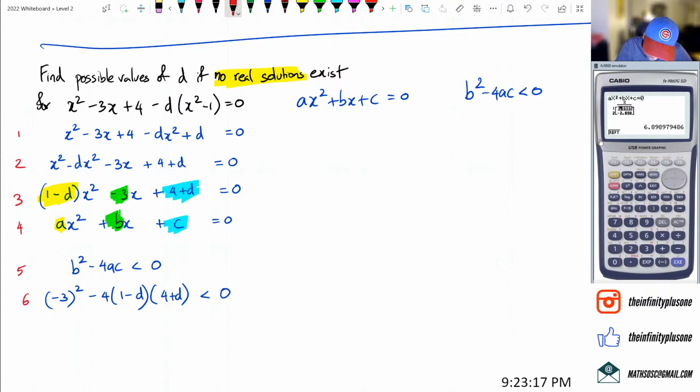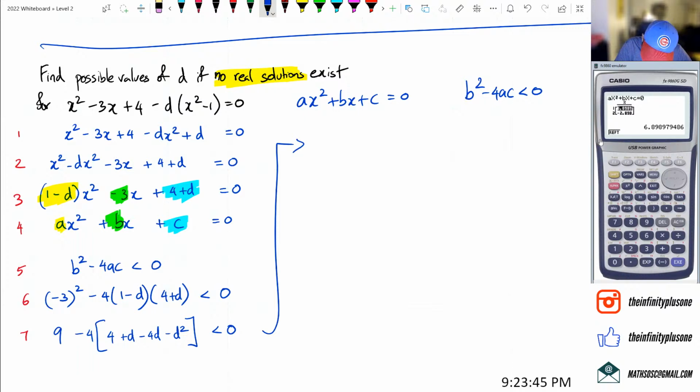So our next thing is we've got negative 3 squared, which is going to make it 9. And then we've got 9 minus 4, and I need to expand the brackets inside here. So I've got 1 times 4 is 4, 1 times d is d, minus 4d minus d squared. And all of this is still less than 0. All right, so we've got line 7. Moving to expanding the brackets. So 9 minus, I'm just going to simplify the brackets first. So we've got 4 minus 3d minus d squared. All of that is less than 0.